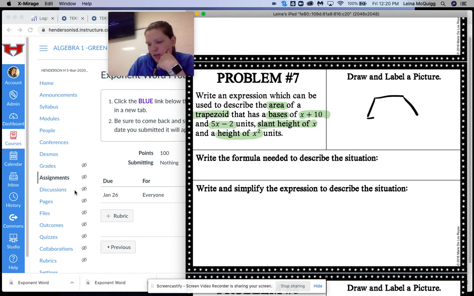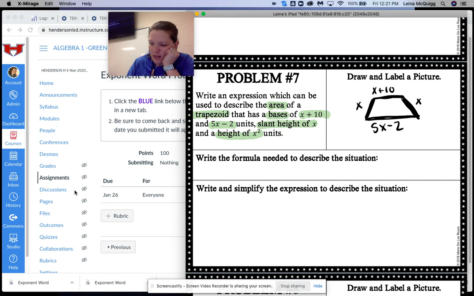Okay, so a trapezoid is this shape right here. It has 4 sides, but 2 of them are slanted and 2 of them are flat, and one of the flat sides is longer than the other. So we have 2 bases. We have an x plus 10 base, which is the top. The base represents the flat parts. And the bottom, we can use 5x minus 2. The slant height, which means this side over here, is x. We're going to assume that these slant heights are exactly the same.